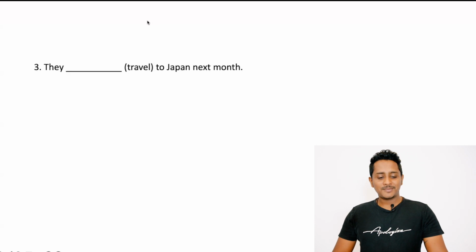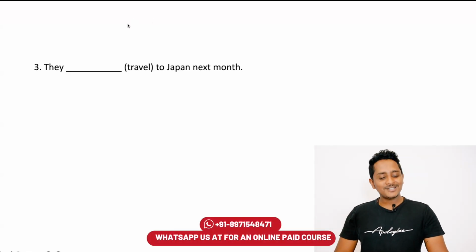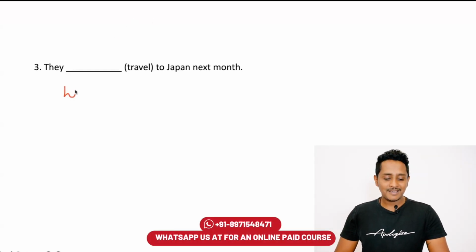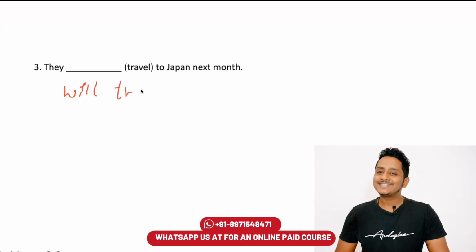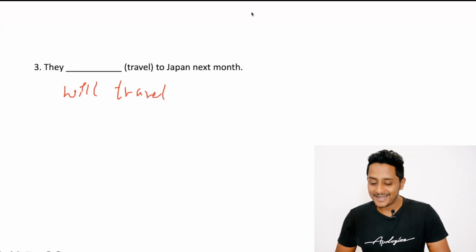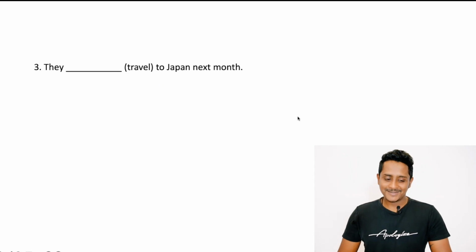They dash to Japan next month. Next month is the future, so it would be future tense. So it's very simple. They will travel to Japan next month. Any doubts, do leave a comment in the comment section.